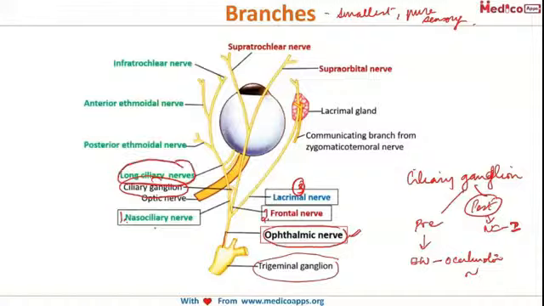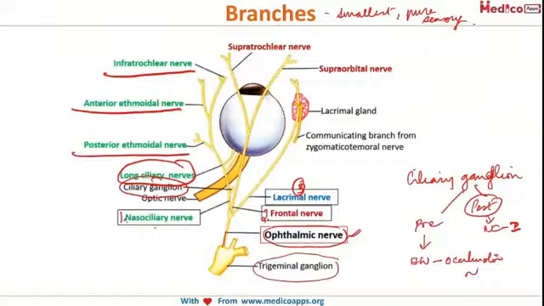Then it gives some long ciliary branches and the posterior ethmoidal nerve, anterior ethmoidal nerve and infratrochlear nerve. So anterior ethmoidal and posterior ethmoidal nerve end up supplying the nasal cavity and the nasal septum, and the infratrochlear nerve gives the sensory innervation to part of the eyelid area, upper eyelids and the medial part of the nose area. Then we have the frontal nerve.